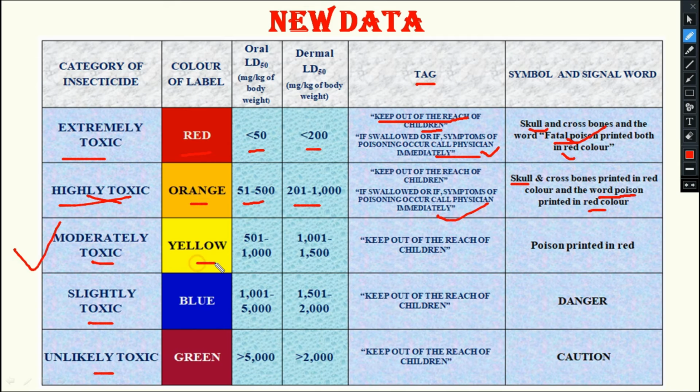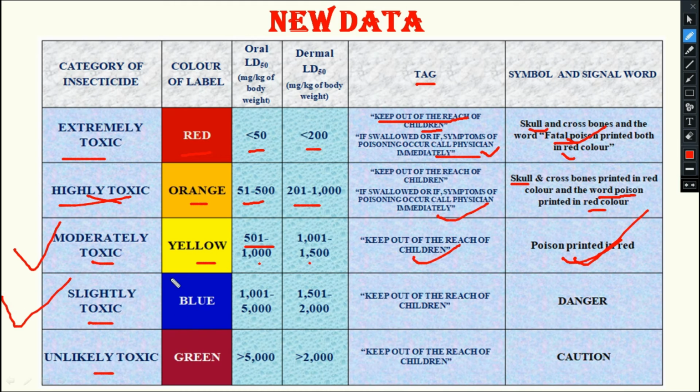Now coming to the third category, moderately toxic. The color is yellow. Oral LD50 is 501 to 1000. Dermal is 1001 to 1500. Here the tag will be keep out of the reach of children, and your symbol will be poison printed in red. Only poison will be written there in red color.